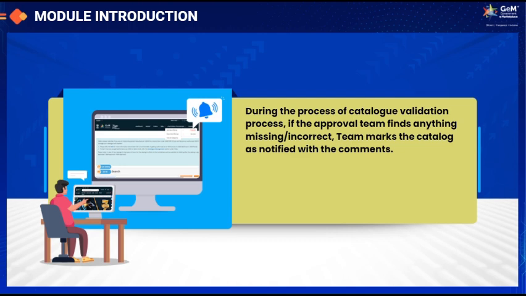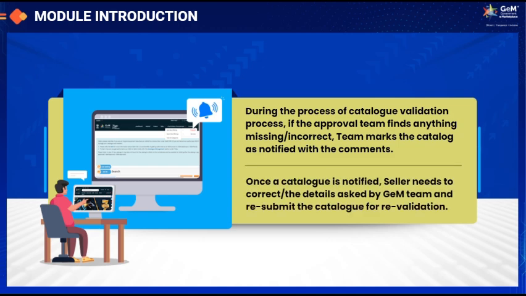During the catalog validation process, if the approval team finds anything missing or incorrect, the team marks the catalog as notified with comments. Once a catalog is notified, the seller needs to correct all the details asked by the GEM team and resubmit the catalog for revalidation.